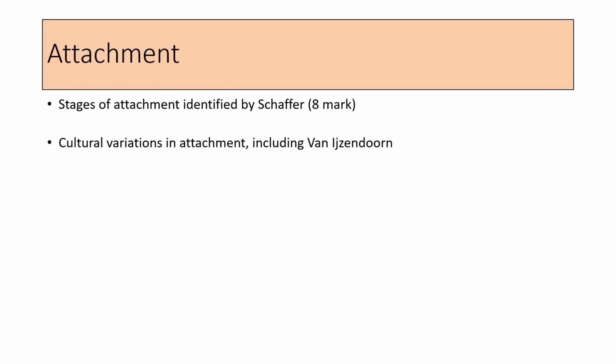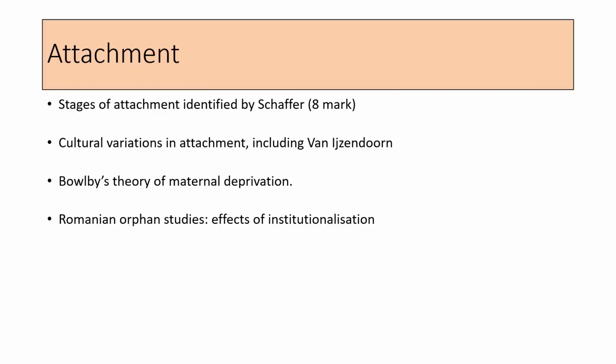So for attachment, there's quite a few topics that could come up. The stages of attachment, identified by Schaffer, looks like it's more likely to be an 8-mark question. Cultural variations in attachment, Bowlby's theory of maternal deprivation, and Romanian orphan studies, especially the effects of institutionalisation.